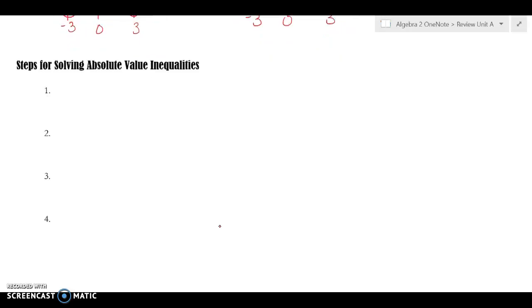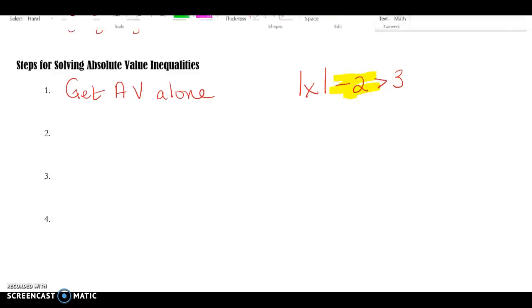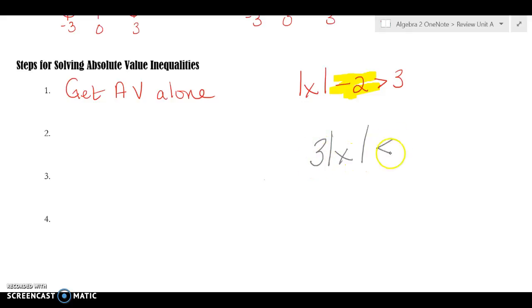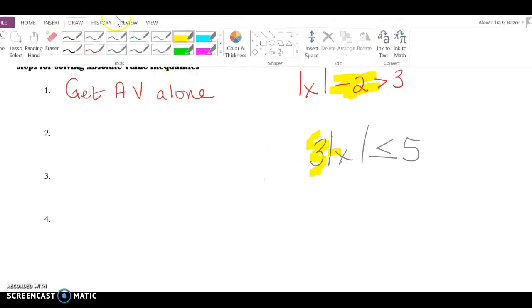All right, so one thing that's nice about this is it's the same steps. The first thing you have to do is get your absolute value alone, meaning if you have the absolute value of x minus 2 is greater than 3, you would have to get rid of this 2 before you could break it down. Same thing if I had 3 times the absolute value of x is less than 5. I couldn't do anything until I got rid of this number, not that one, this one right here. So you have to get the absolute value alone.